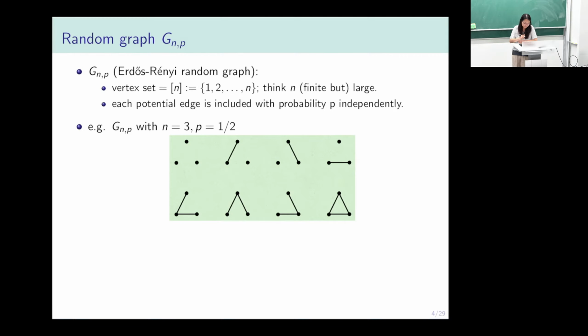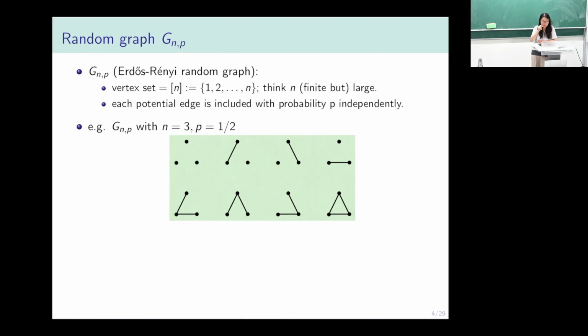So for example, if we have n equals 3 and p equals 1/2, then we have those 8 graphs in our sample space. And because p is 1/2, each graph in this sample space has equal probability, 1/8. But we can adjust our p. For example, if p is very close to 0, like 0.0001, in that case, the sparse graphs are much more likely than the denser graphs. On the other hand, if p is closer to 1, then the dense graphs are much more likely.